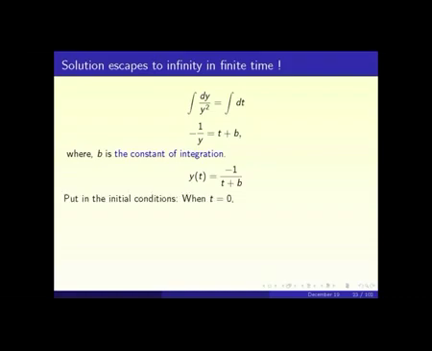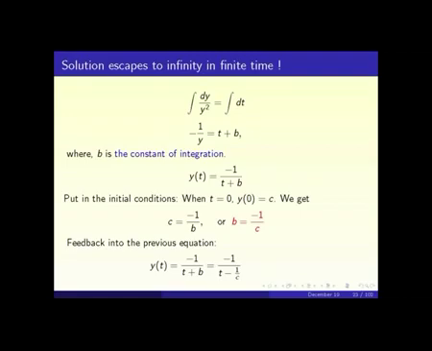Now put in the initial conditions. Remember that we are given initial conditions. Put t = 0. What do we know when t = 0? We know that y at t = 0 is c. So what do we get? c equal to minus 1 upon b, or b equal to minus 1 upon c. The value of the arbitrary constant, the integration constant, has now been computed.